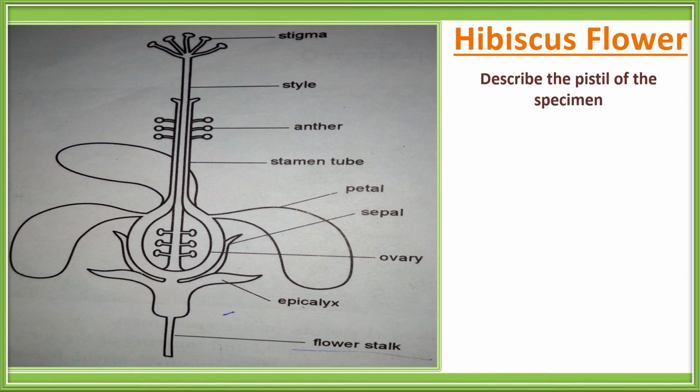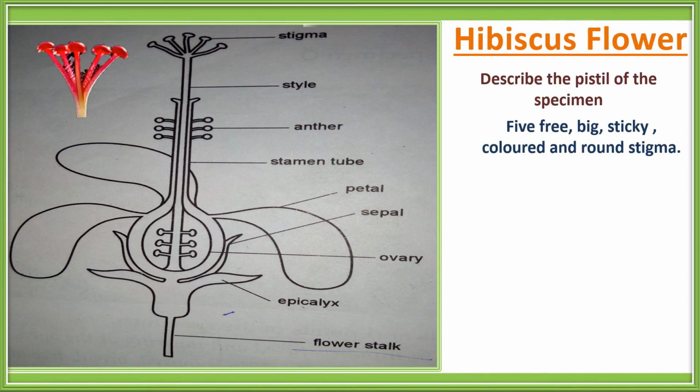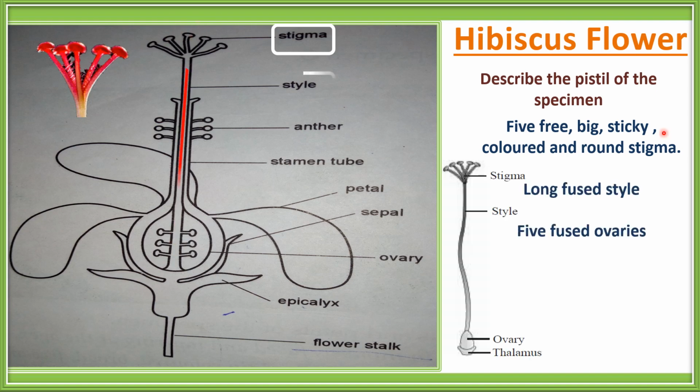Describe the pistil of the specimen. Now the pistil, we can see that there are 5 free stigmas. They are 5 and free. 1, 2, 3, 4, 5. They are free. They are big and they are sticky, and then they are colored, and they have got a round stigma. Those are the parts of the pistil, and it has got a long fused style.